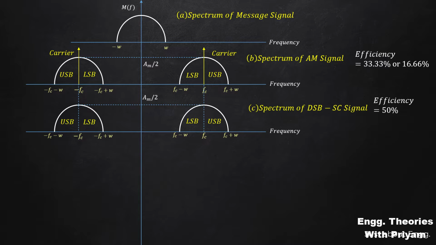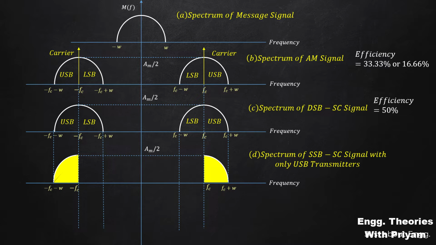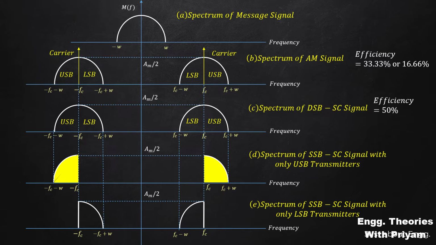Now, if we transmit only the upper sideband from DSB-SC, then it is known as upper sideband suppressed carrier or SSB-SC with USB transmitters. And if we transmit only the lower sideband from DSB-SC, then it is known as lower sideband suppressed carrier or SSB-SC with LSB transmitters. And achieved efficiency in this single sideband transmission will be 100%, as only one of the two sidebands is transmitted.